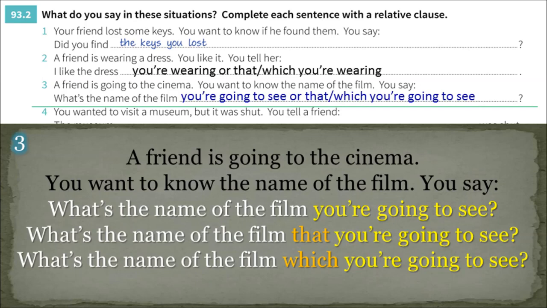A friend is going to the cinema. You want to know the name of the film. You say, What's the name of the film you're going to see? What's the name of the film that you're going to see? What's the name of the film which you're going to see?